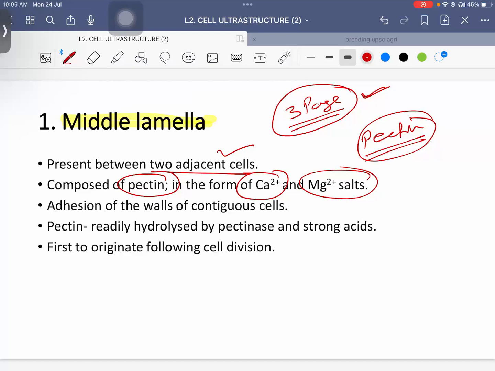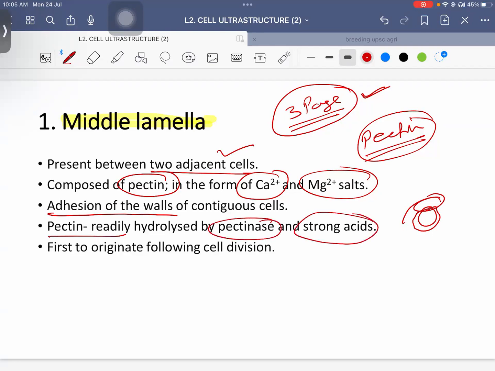So it is an adhesion of the walls. It is like an adhesive of the contiguous cells, and the pectin is readily hydrolyzed by pectinase and strong acids. It can only be hydrolyzed and broken by pectinase or some strong acids. And this is the first to originate in terms of cell division.